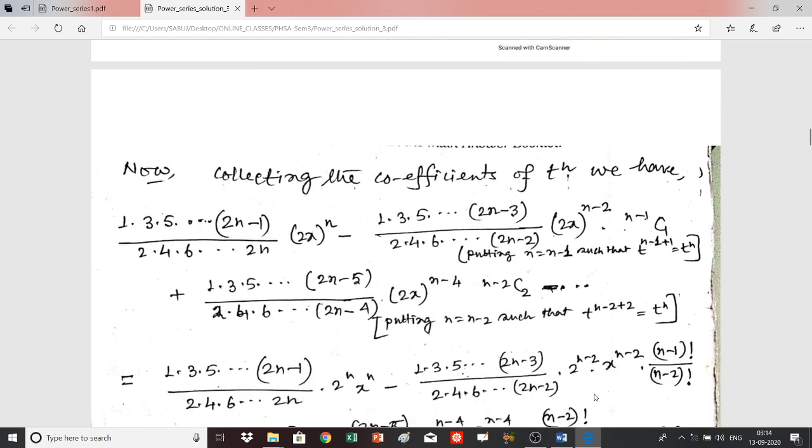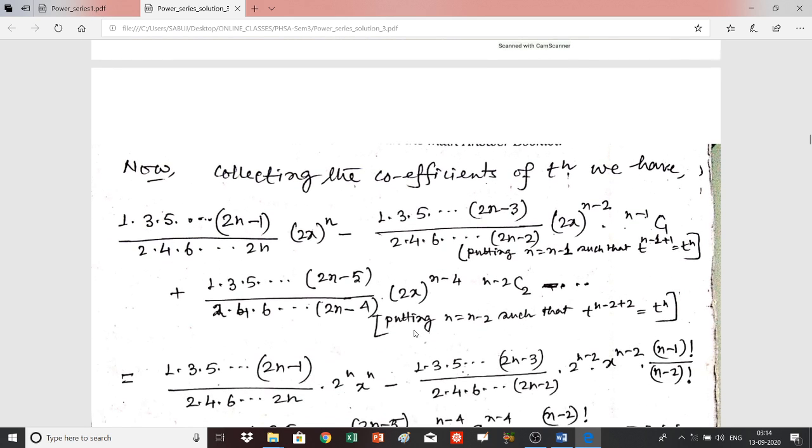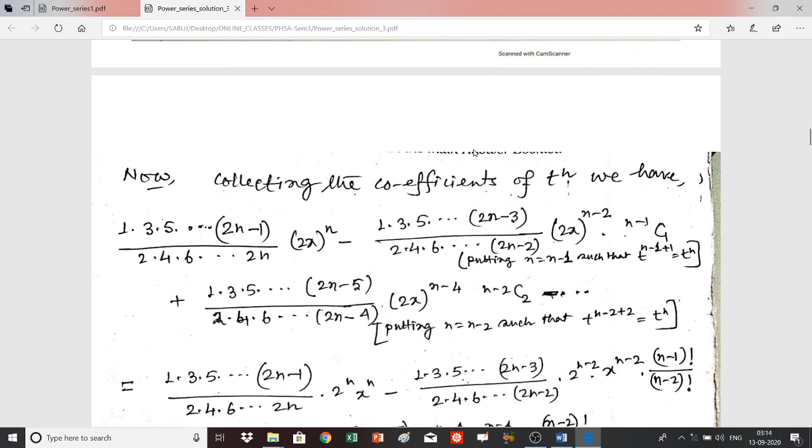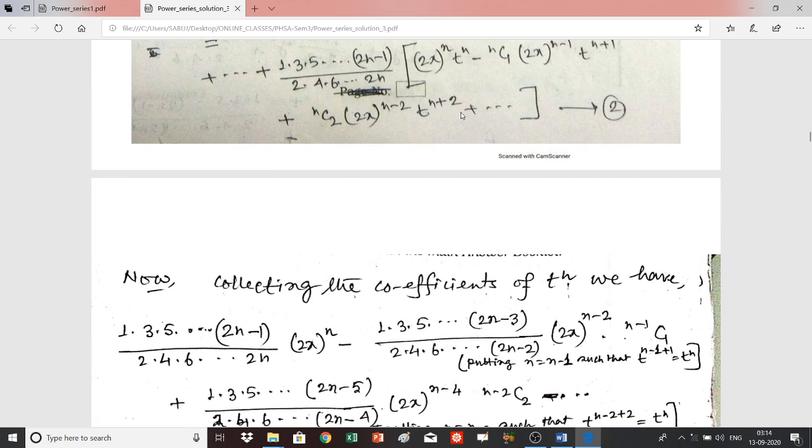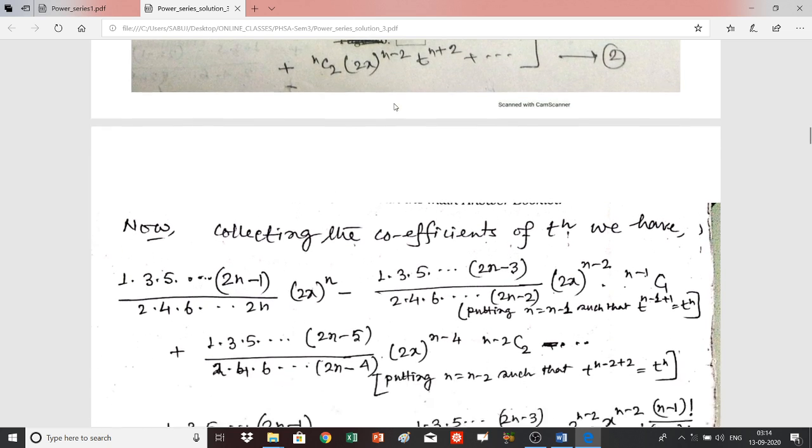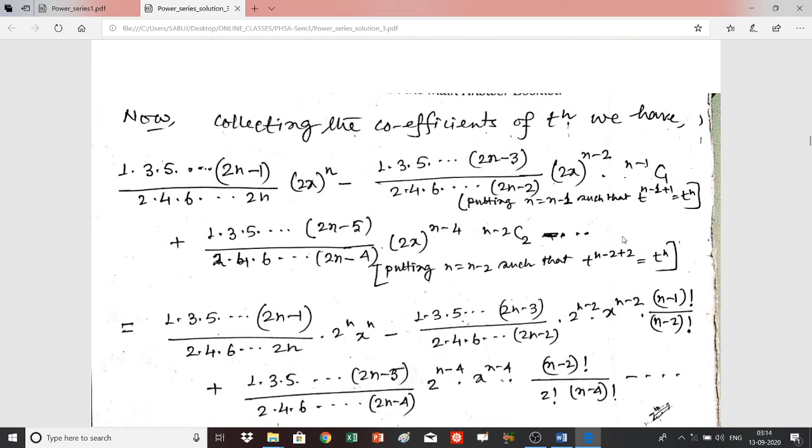I hope that you will understand, and here also n is replaced by n minus 2. We just put it in this last term, the third term, and plus other terms also.